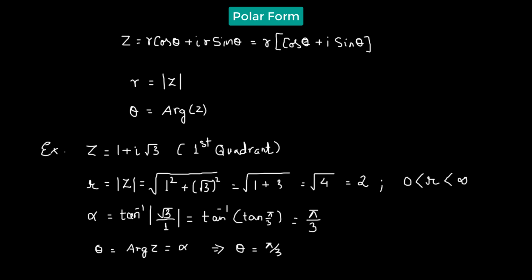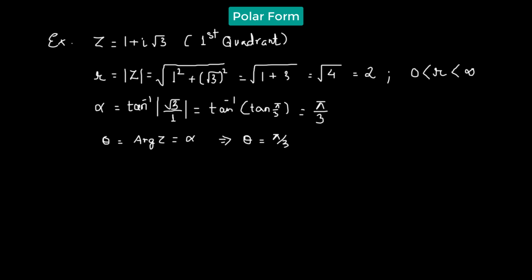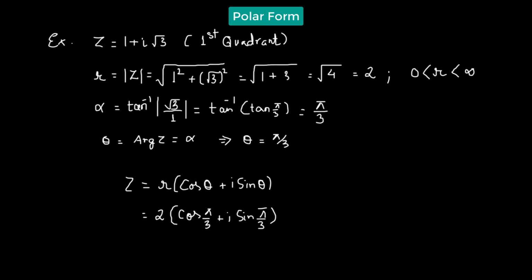So in the polar form, we'll have z equal to r times cosine theta plus i times sine theta. We're going to replace r by its value, which is 2 here. So we have 2 multiplied by cosine of pi over 3 plus i times sine of pi over 3. So this is the required polar form of the given complex number z, 1 plus i times square root of 3.